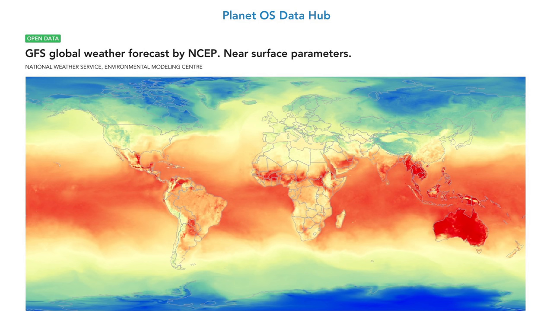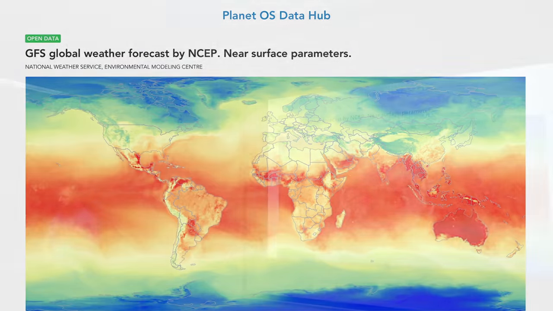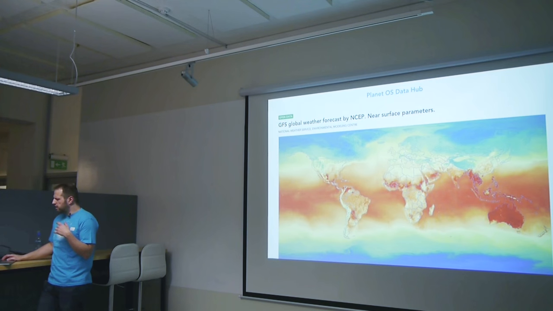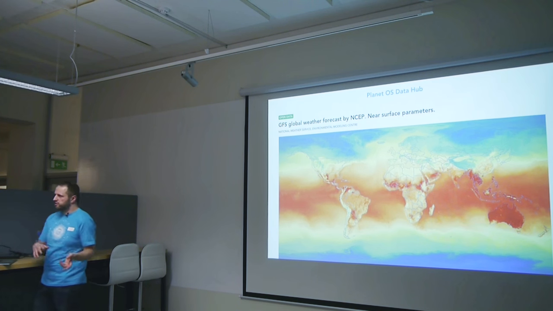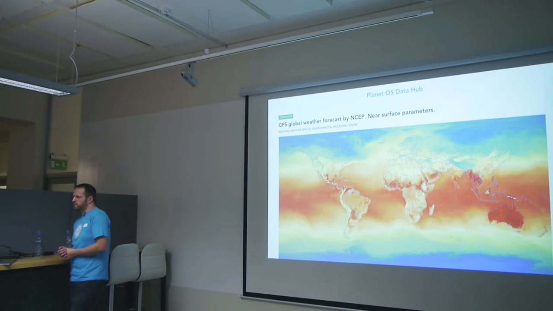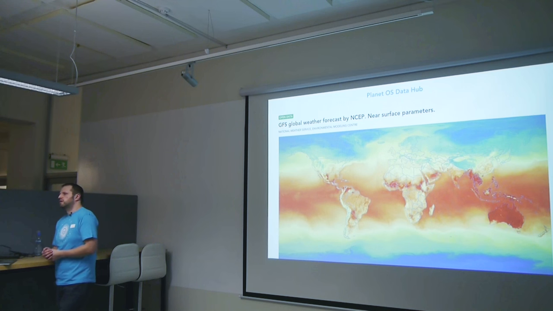We also have another example. So this is our PlanetOS data hub. It's available to look at. The URL is data.planetos.com. And what it does is collect. You have access to open data sets and also commercial data sets, and we provide a unified API to get access to all of this data. And for example, here you see something called GFS, which is a global weather forecast.